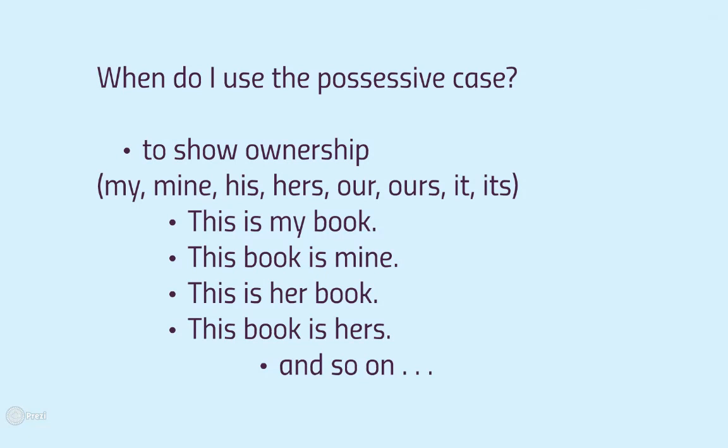So this is my book. We have the possessive pronoun my, and we have the noun after it, book. We could also put it in the predicate of the sentence and say this book is mine. This is her book. This book is hers, and so on.